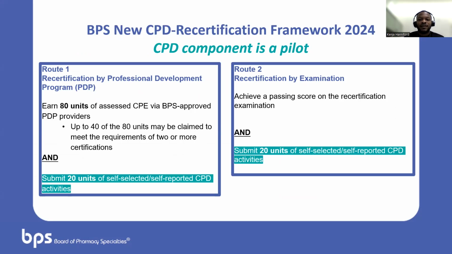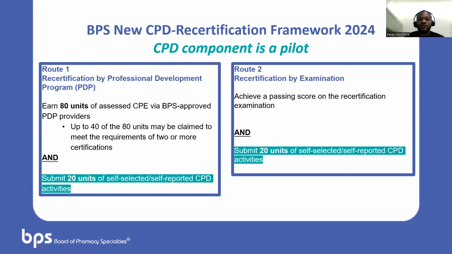Board-certified pharmacists continue to have 2 options to successfully maintain their certification over the 7-year cycle. Option 1: earn 80 units of assessed CPE via a BPS-approved PDP provider, as well as submit 20 units of self-selected, self-reported CPD activities, 100 total units to recertify. Or Option 2: achieve a passing score on a recertification examination in the 7th year of your cycle, as well as submit 20 units of self-selected, self-reported CPD activities.